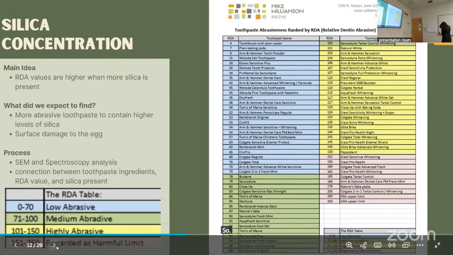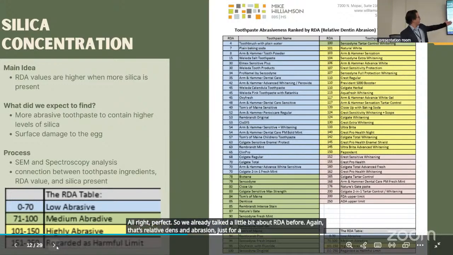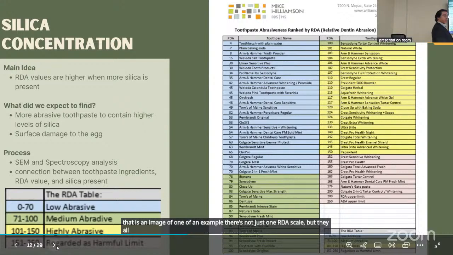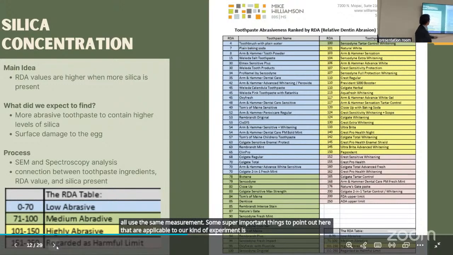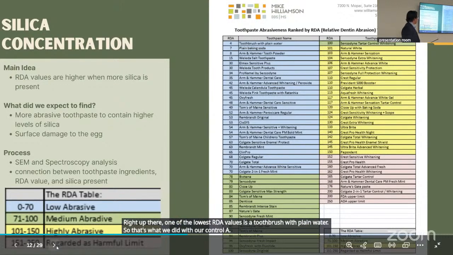All right, perfect. So we already talked a little bit about RDA before. Again, that's relative dentin abrasion, just for a brief recap. On the right there, that is an image of an example. There's not just one RDA scale, but they all use the same measurement. Some super important things to point out here that are applicable to our experiment is right up there. One of the lowest RDA values is a toothbrush with plain water. So that's what we did with our control egg, just to get a good baseline.